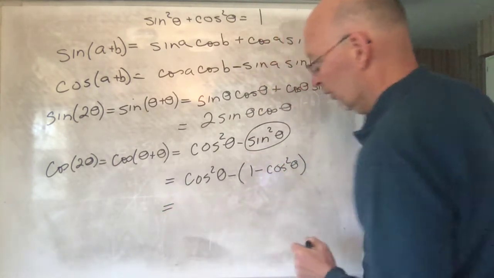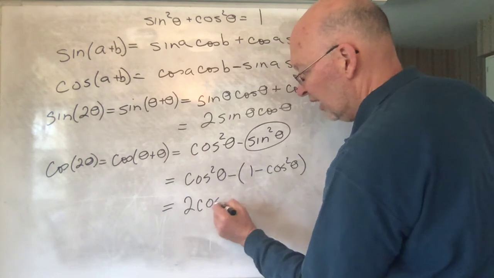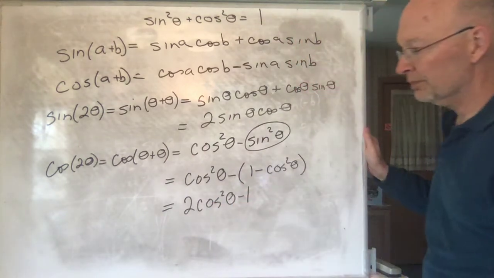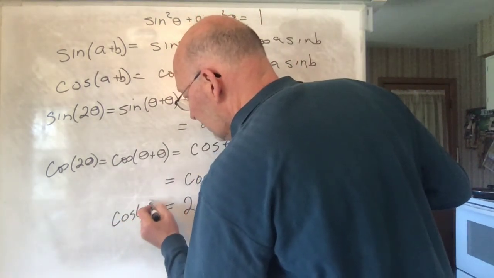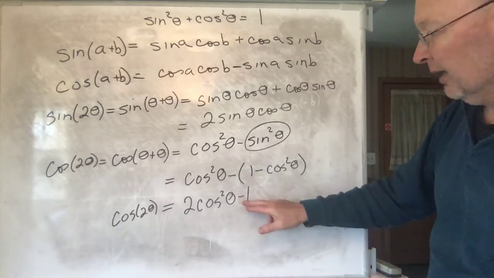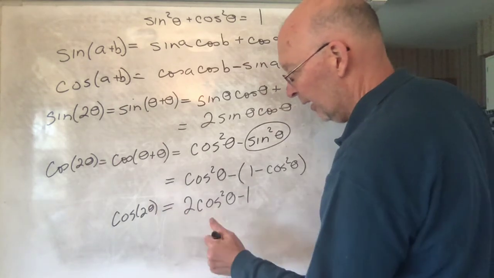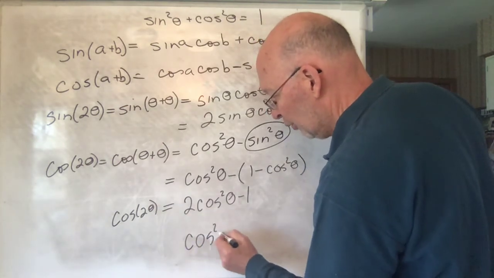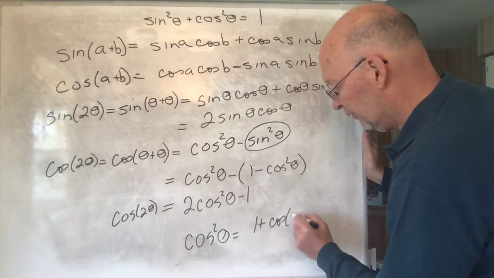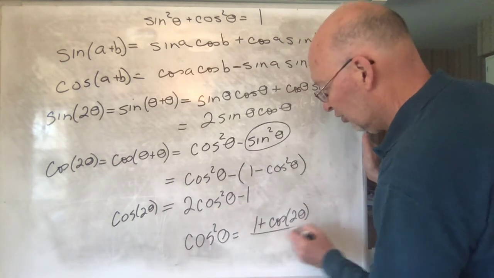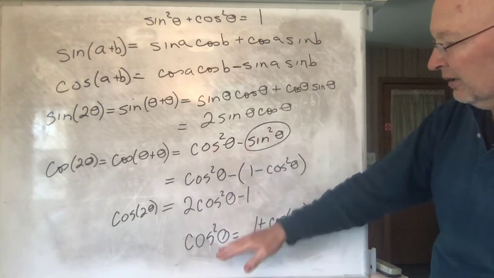And now look at what we can do. Here's a cosine squared theta. There's another positive one. So I have 2 cosine squared theta minus 1. So that's all equal to cosine of 2 theta. And now I can add 1 to both sides and divide by 2. Do that in your head. Add 1 to both sides, divide by 2, and you're going to get cosine squared theta is equal to 1 plus cosine of 2 theta, all divided by 2.